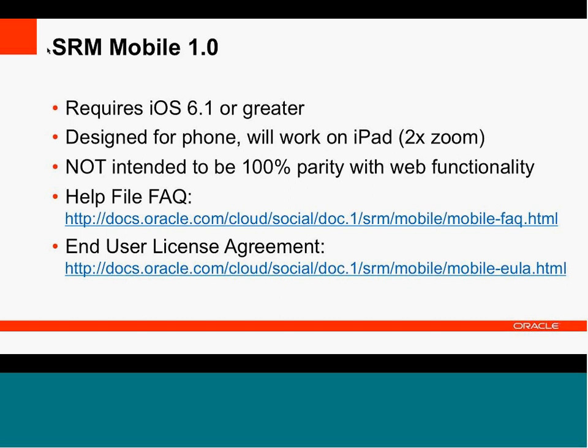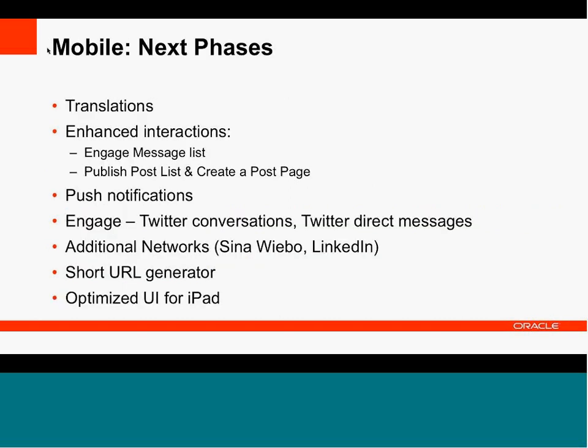Now, there are some next phases we're also looking at here at Oracle. We're on 1.0, but these are some of the enhancements we're looking at within the next few months. Most notably, push notifications, so you don't have to be logged into your mobile app all the time. You can have notifications pushed to your home screen. Also Twitter conversations, Twitter direct messages, and additional networks such as LinkedIn, which is right around the corner. We expect that in the next few months or so. There are a few other enhancements, and also an optimized UI for iPad as well.